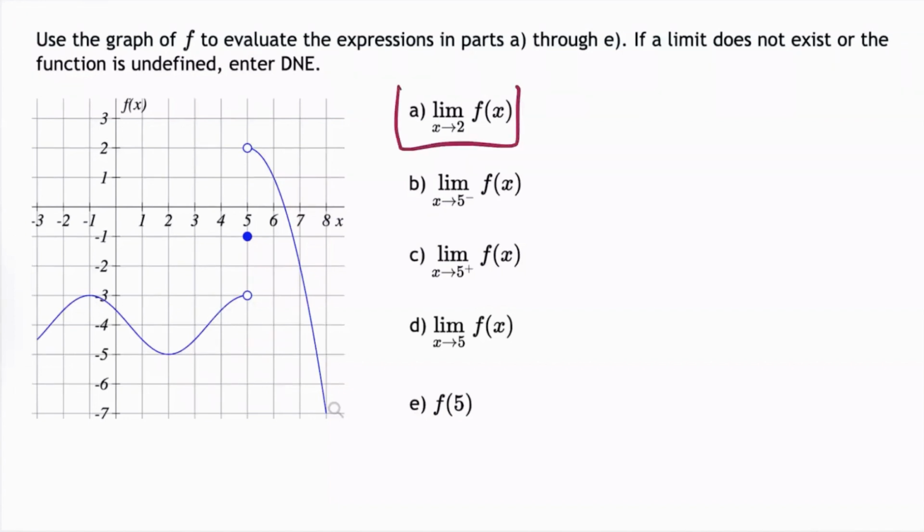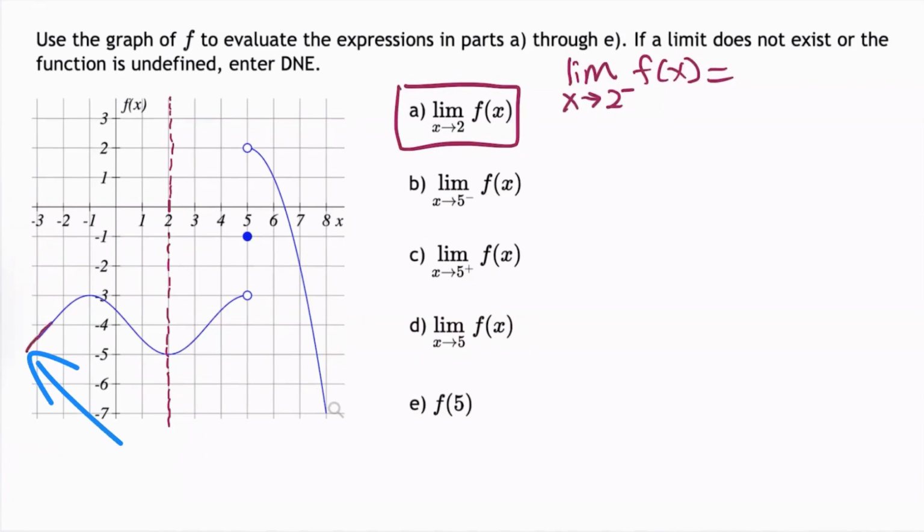In part A, we evaluate a two-sided limit, the limit as x approaches 2 of f of x. So we need to first evaluate the one-sided limit as x approaches 2 from the left of f of x. So first we find x equals 2 on the horizontal axis, and note that all along this vertical line, x is equal to 2. So we need to approach x equals 2 from the left.